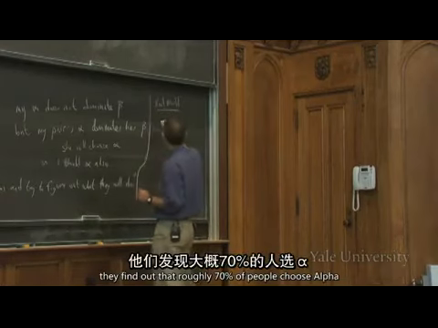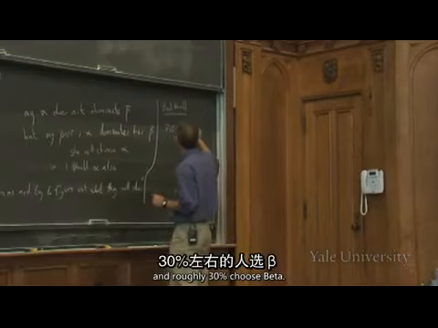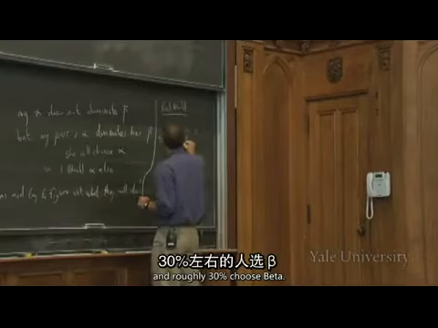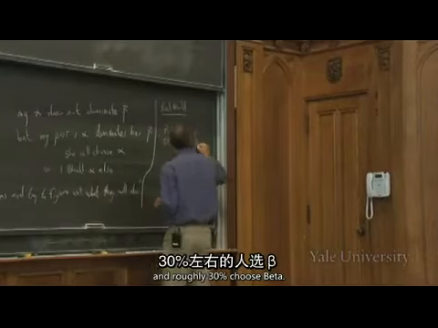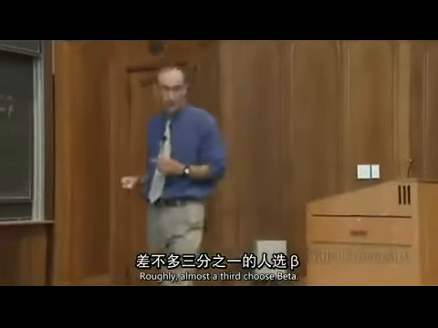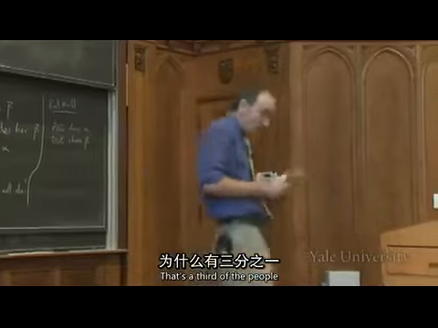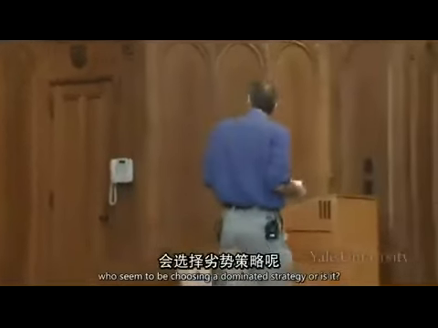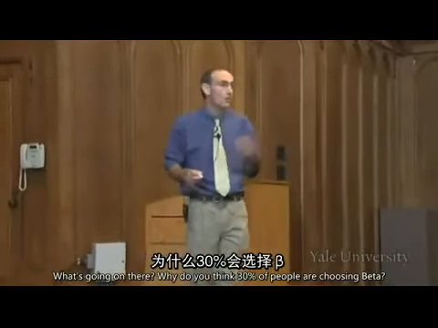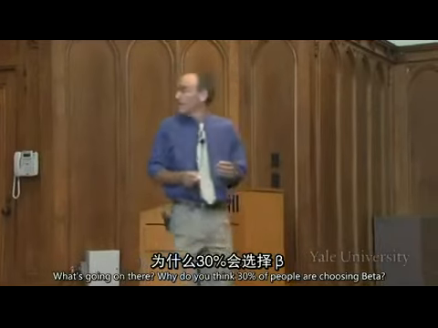they find out that roughly 70% of people choose alpha, and roughly 30% choose beta. Roughly, almost a third choose beta. Now, what do we think is going on? That's a third of the people who seem to be choosing a dominated strategy, or is it? What's going on there? Why do you think 30% of people are choosing beta?